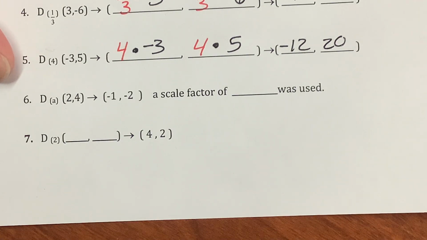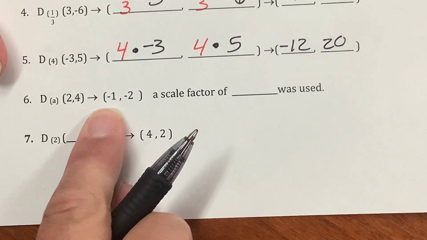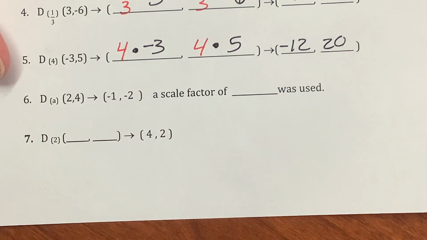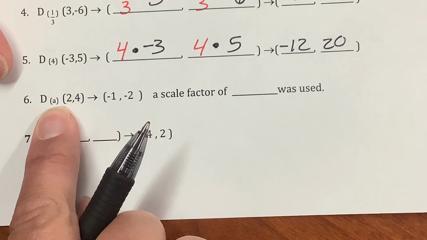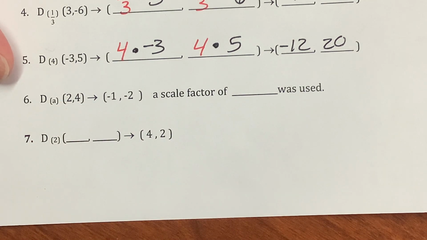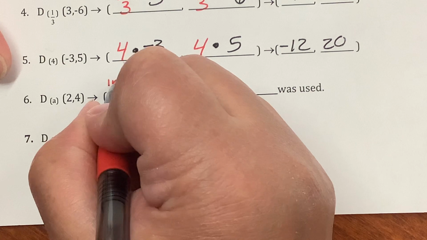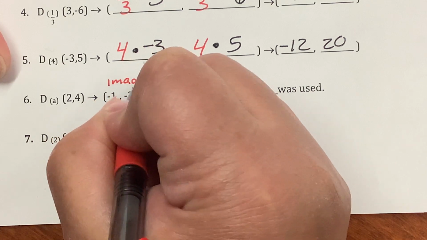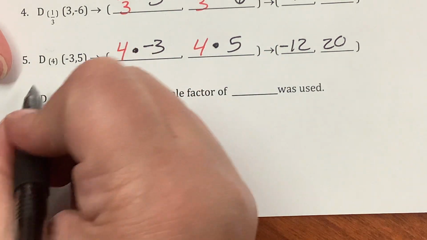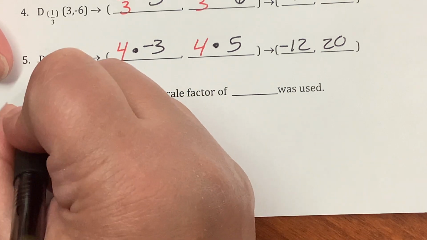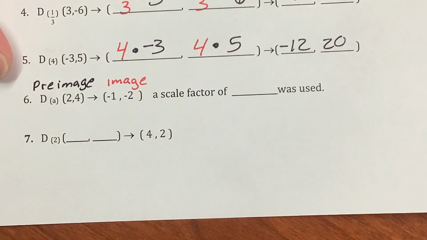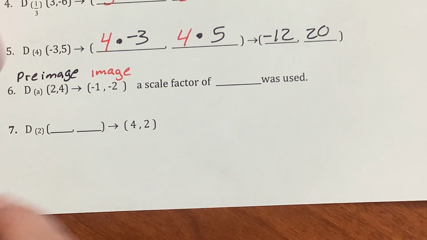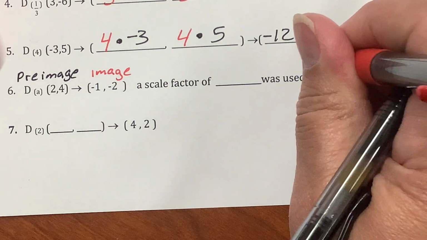All right, and oh, look at this, big cheats. They didn't give me the scale factor, but I am a little smarter than that. So remember how you find scale factor? It's the image over pre-image. Remember, pre means before, so pre-image. So I have to divide to find that. Image over pre-image. Here we go.